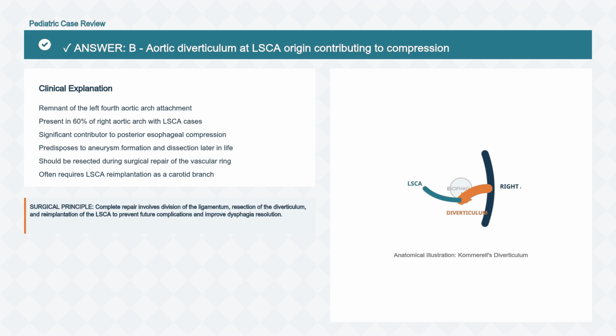It is a remnant of the left fourth aortic arch present in 60% of these cases. It significantly contributes to posterior esophageal compression and should be surgically resected to prevent aneurysm formation later in life.